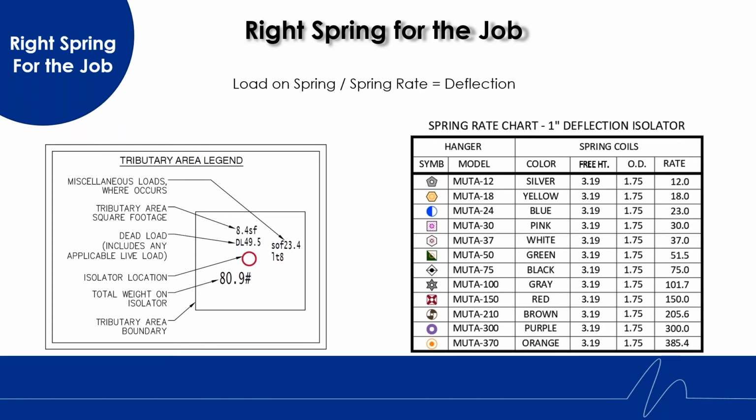If we were to take the 80.9 again and divide by the spring rate of 75, representing the 75 Muta black spring, we get a deflection of 1.07 inches. So in this instance, the 75-pound spring should be selected to support the 80.9 pounds.